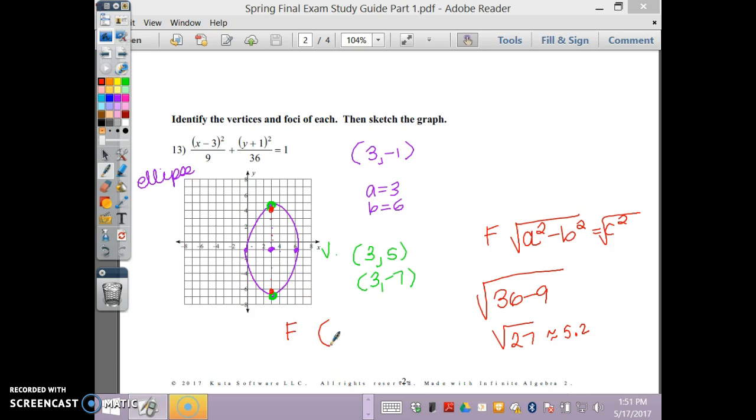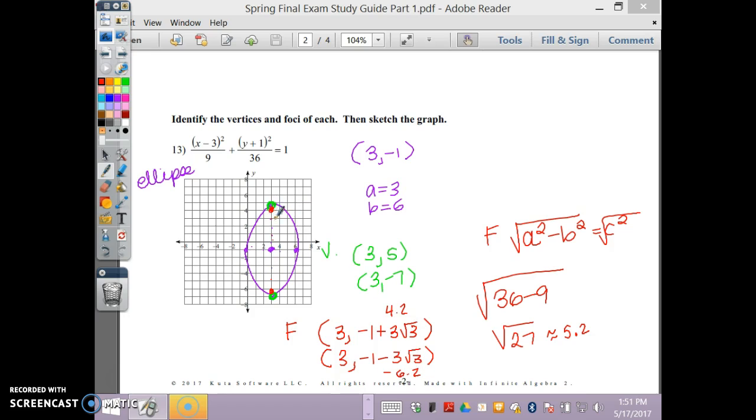So the ordered pairs of your foci come from the center, which is the 3, negative 1, and then we went up square root of 27, which is 3 root 3. And then from that negative 1, which was your center, you went down 3 root 3. Getting a decimal, negative 1 plus 5.2 would be approximately 4.2. Yep, that looks about right. And then negative 1 minus square root of 27 is going to be approximately negative 6.2. Yeah, that looks about right.